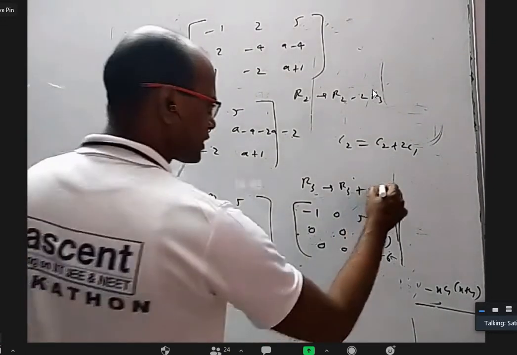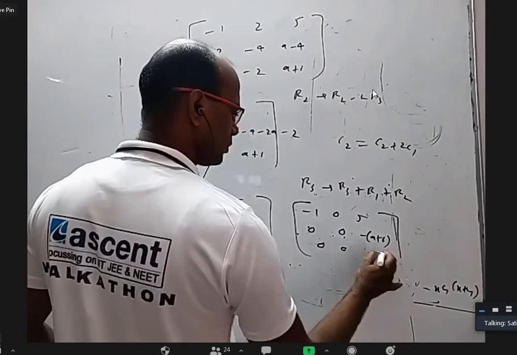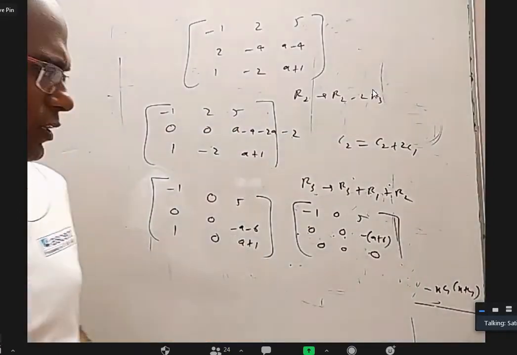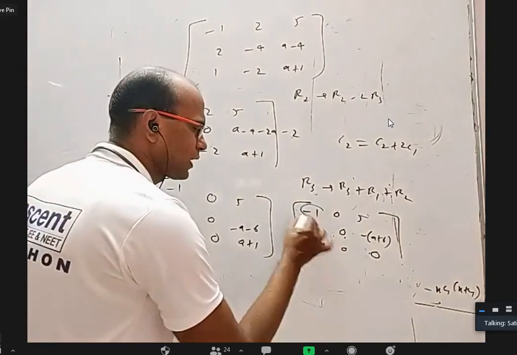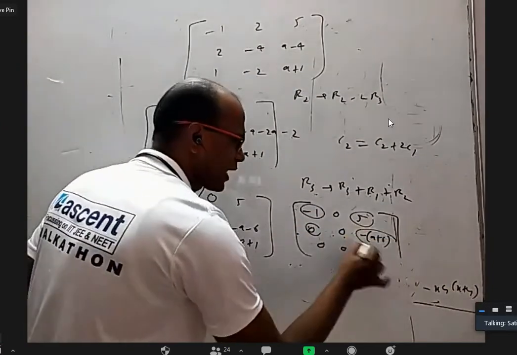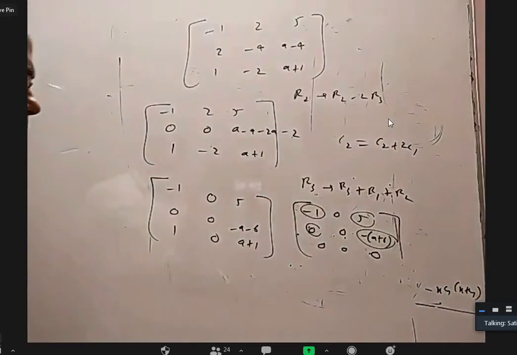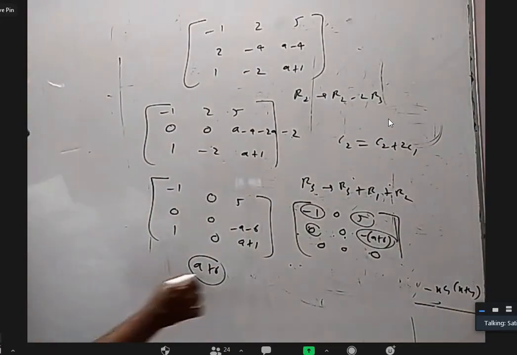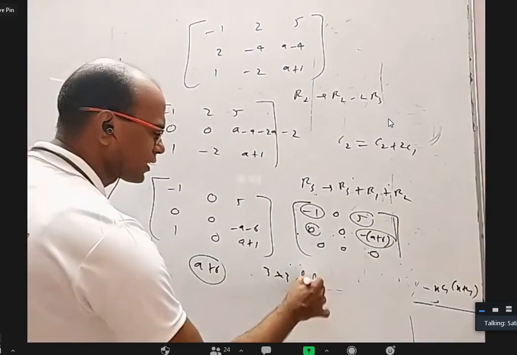Anyway, I'll just add R2 also here. Directly all will become 0s here. You can see one full lot of zeros are there. The 3 by 3 determinant is 0. But if I take the 2 by 2, that is a plus 6. Am I right? So no doubt the 3 by 3 determinant is always 0.